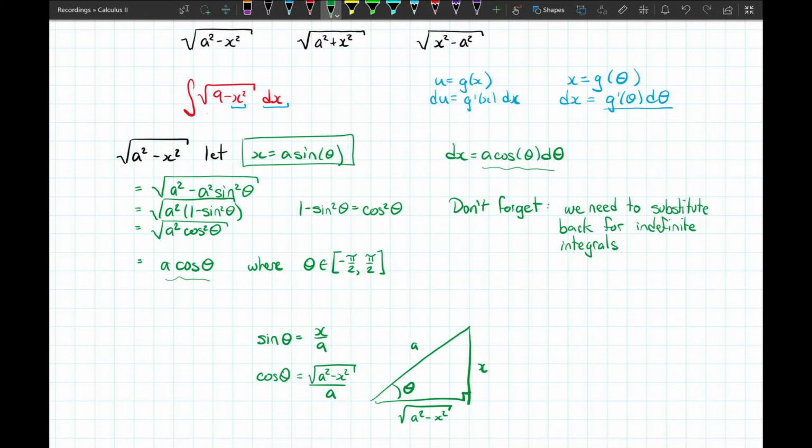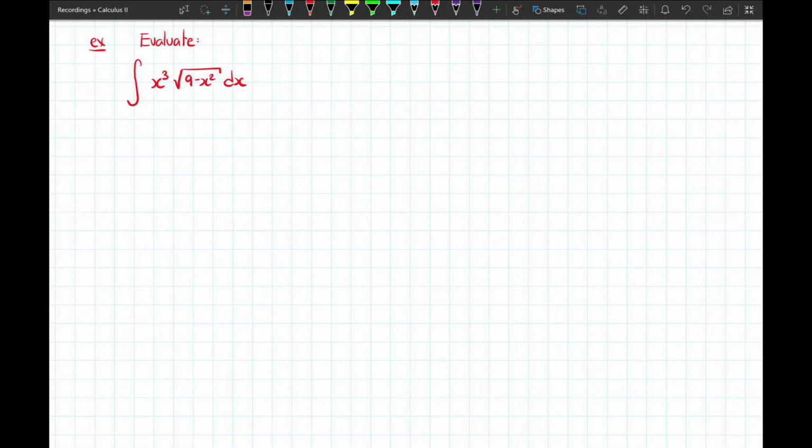So when we've finished evaluating the integral in terms of theta, wherever we have sine thetas, cosine thetas, tangent thetas, and all of the rest, we can go ahead and get our answer back in terms of x using this triangle. Let's try that in practice here. In this example, let's see if we can put this into practice. We've got the integral of x cubed times the square root of 9 minus x squared dx.